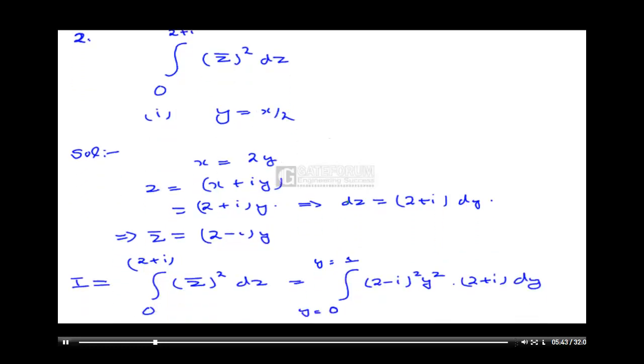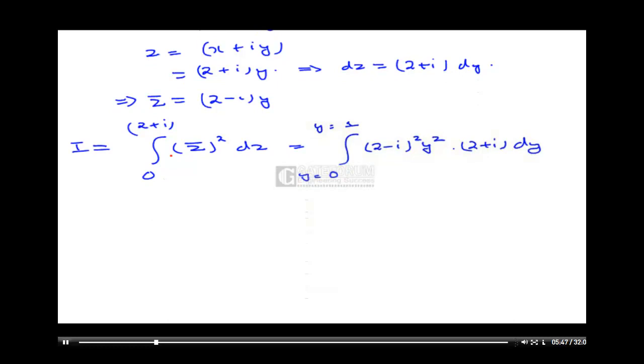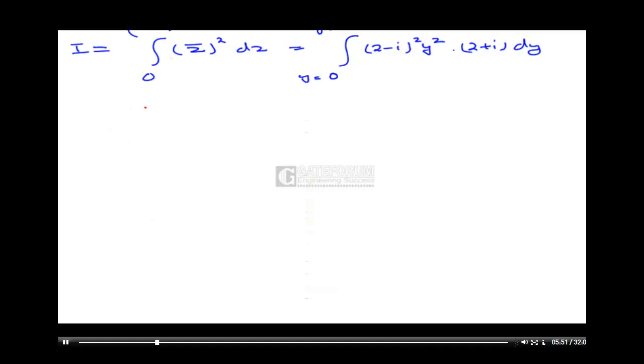Okay, now we can write (2 minus i) square times (2 plus i) y cube by 3, from 0 to 1. This will be 5 times of (2 minus i) dot 1 by 3. This will become 5 by 3 times (2 minus i). Okay, this is the solution of this. So in this way, this integral can be found. So it is just like a normal integration. We just have to substitute along which line we have to find the value of integral.